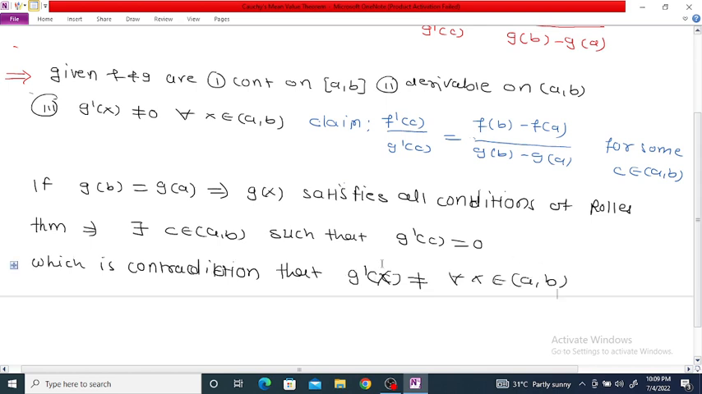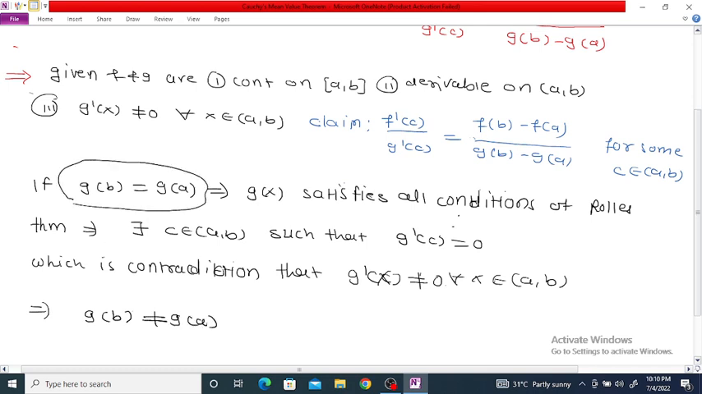Okay, why is g'(c) equal to 0? First of all, what is given: g is continuous on [a, b] and derivable on the open interval (a, b), and if g(b) is equal to g(a), then g satisfies all the conditions of Rolle's theorem, and therefore g'(c) is equal to 0. But this is a contradiction to g'(x) not being equal to 0 for every x belonging to (a, b). So this implies g(b) is not equal to g(a). We obtain this contradiction because we assumed g(b) equal to g(a).